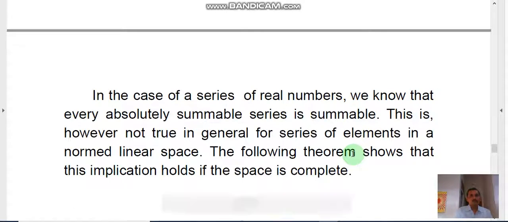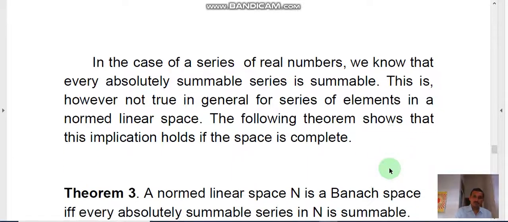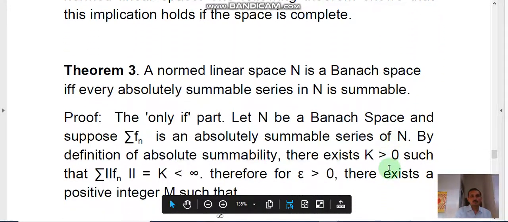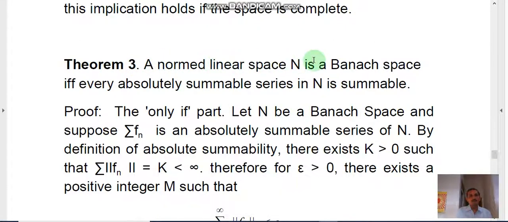In general, in the case of a series of real numbers, we know that every absolutely summable series is summable. However, this is not true in general for a series of elements in a normed linear space. The following theorem shows that this implication holds if the space is complete. So this theorem tells us the criterion for when an absolutely summable series is summable. Theorem three: a normed linear space N is a Banach space if and only if every absolutely summable series in N is summable.